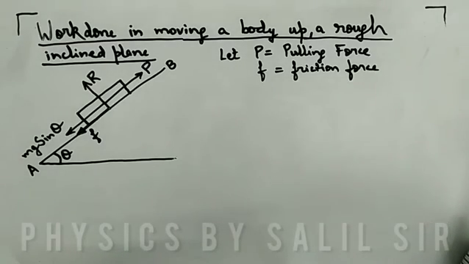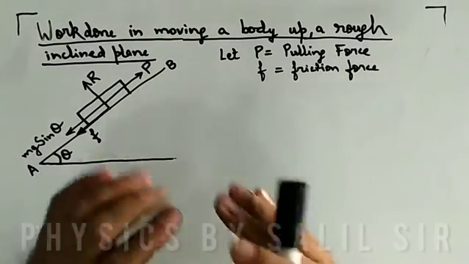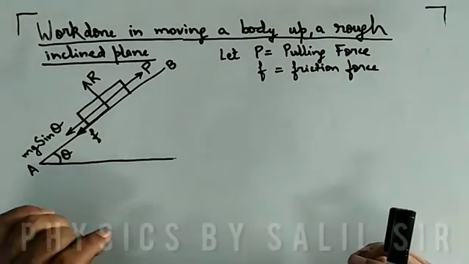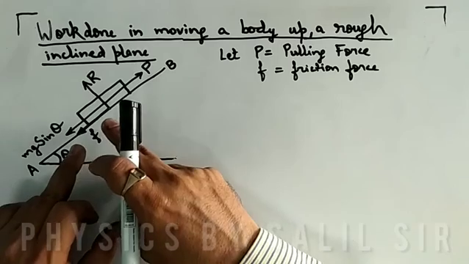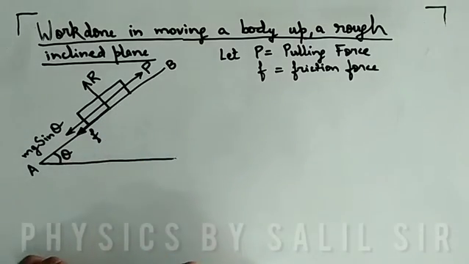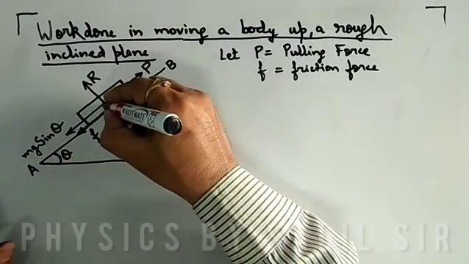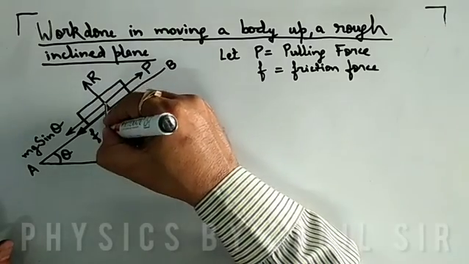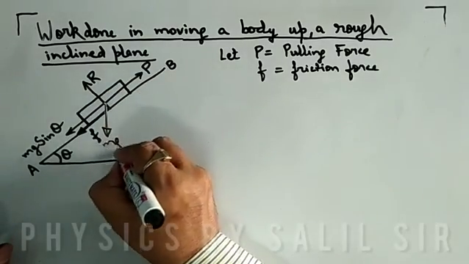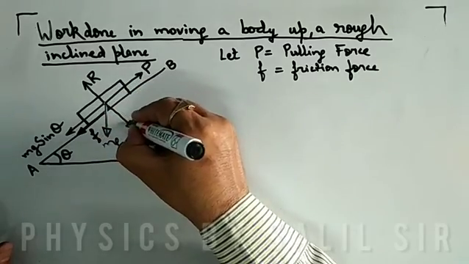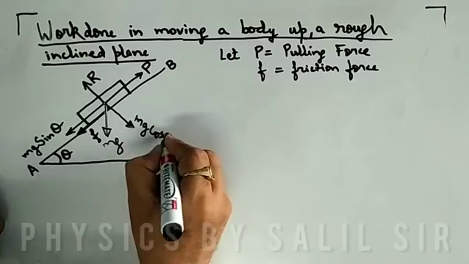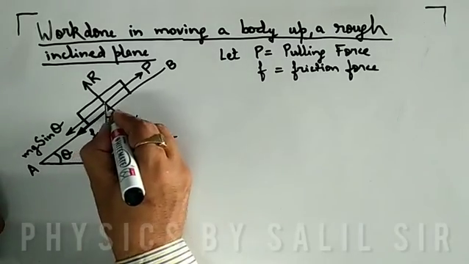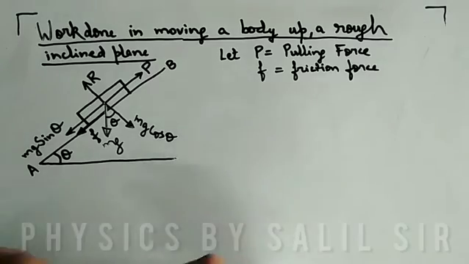Now, okay class, we are going to discuss the topic: work done in moving a body on a rough inclined plane. Suppose this is a body which is moving on the rough inclined plane, and the weight of the body is acting in the downward direction. This is mg and the components are mg cos theta and mg sin theta. This is the mg cos theta component and this is mg sin theta. This angle is theta. Okay.